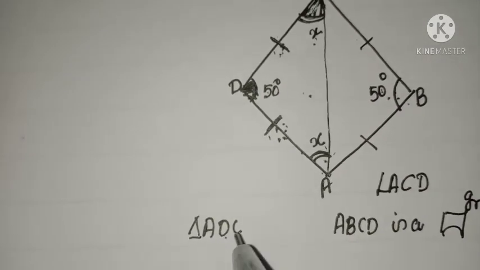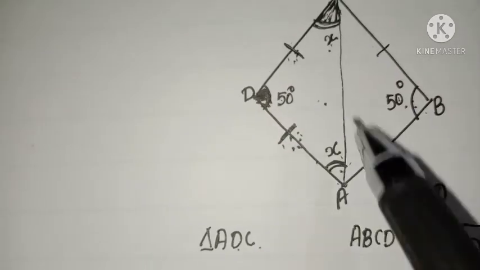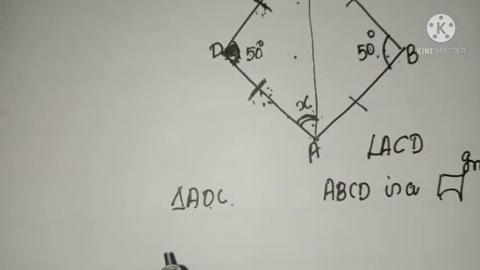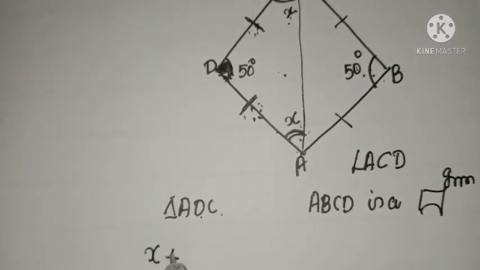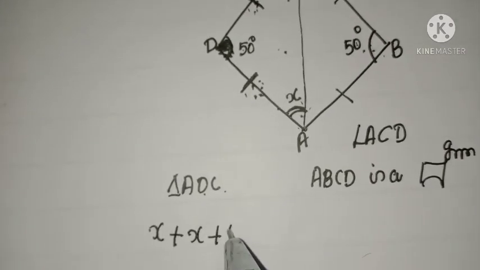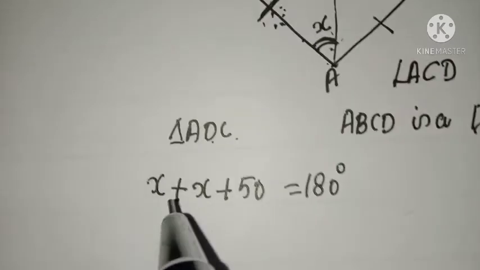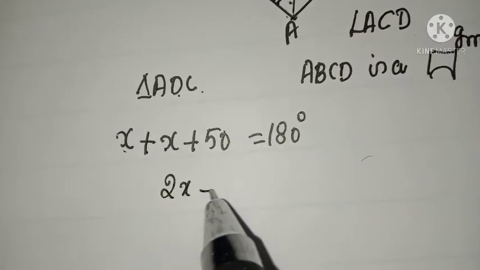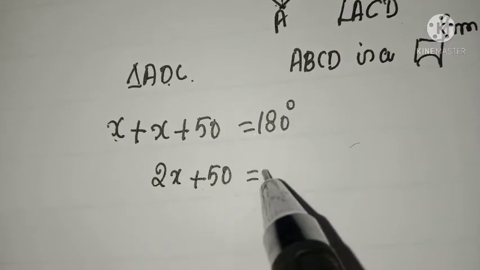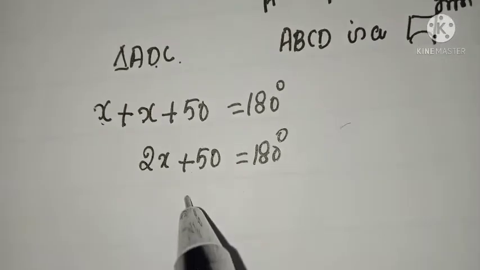So in triangle ADC, the sum of the three angles is equal to 180 degrees. That is, x plus x is 2x, so 2x plus 50 equals 180 degrees.